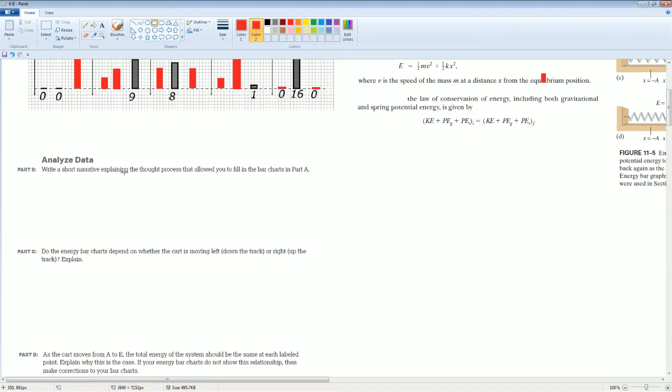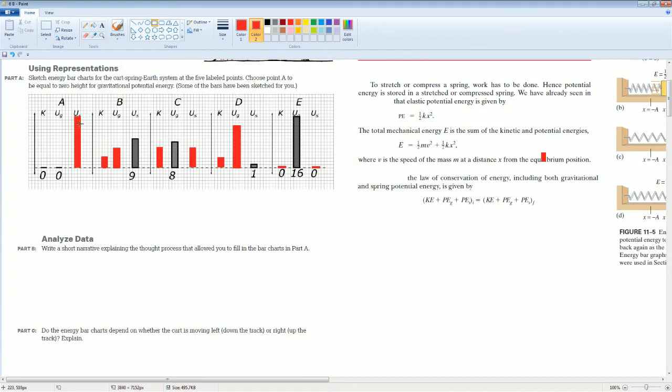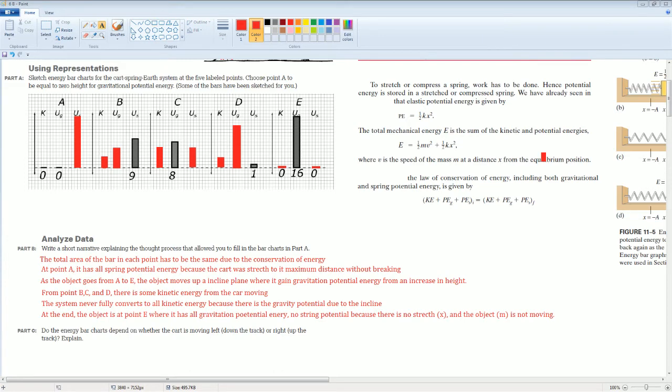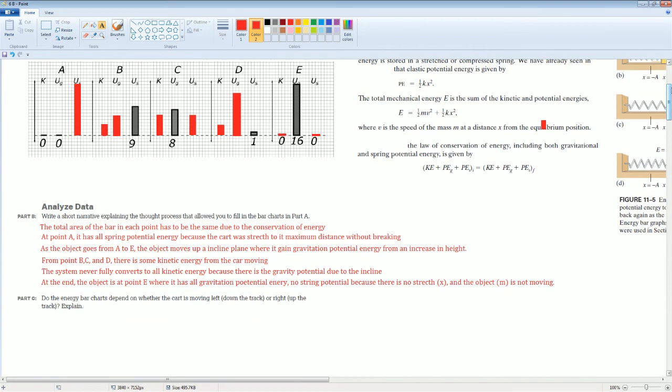Write a short narrative explaining the thought process that allows you to fill in the bar chart in part A. Give me a second while I write this out. All right, so for part B, the narrative that I wrote is a lot. The first thing is the total energy of the bar at each point has to be the same due to the conservation of energy. So the area here is 20. The sum of the areas here has to be 20, 20, 20, 20.